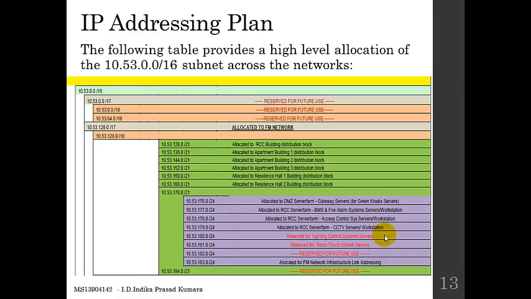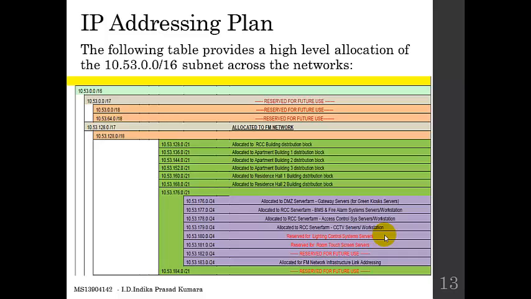So for example, the RCC building has the 10.53.128.0/21 subnet, which supplies on average around 2000 IP addresses.